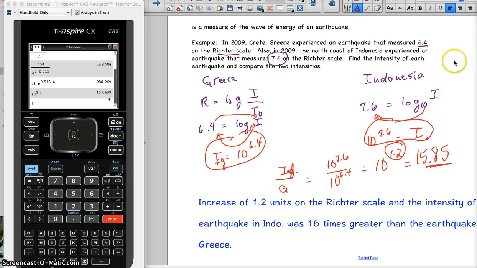Well, I hope that this helped give you an idea of how exponential and logarithmic functions are actually useful in real-world scenarios.